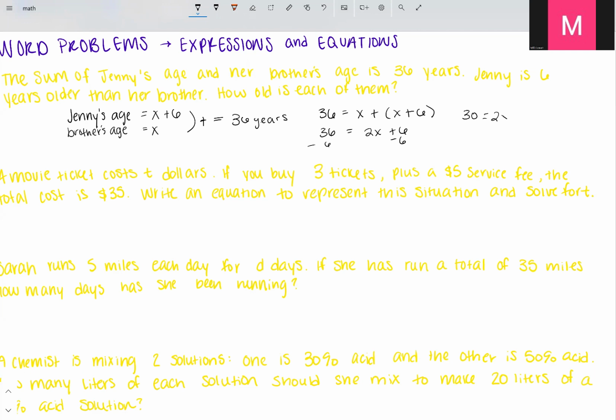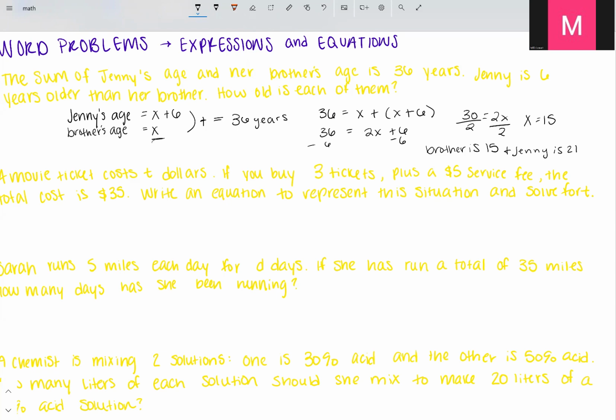30 equals 2x. And then we have x equals 15. So looking back here, we know that x is the brother's age. So the brother is 15. And then we remember that Jenny is 6 years older than her brother. And 15 plus 6 is 21. So Jenny is 21.